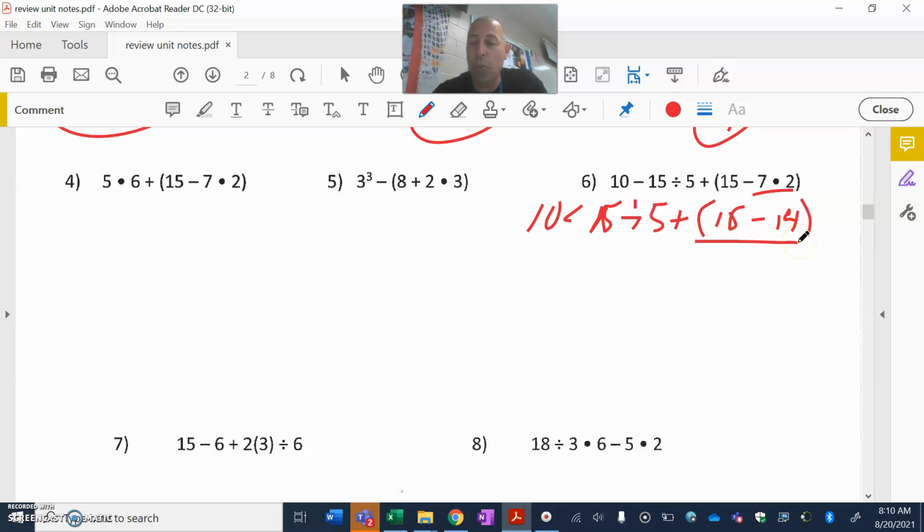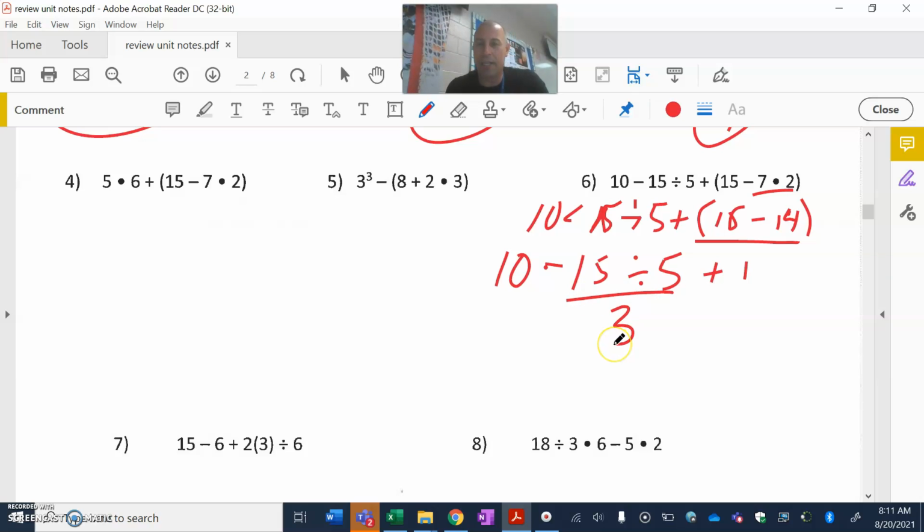15 minus 14, that's a 1. Again, I'm going to bring down everything I haven't used. I can dump my parentheses here because there's nothing else to do inside of the parentheses. So we can get rid of them. So I see subtraction, I see division, I see addition. Who's highest in the chart? Well, the division is. So I got to take that out next. 15 divided by 5 is 3.